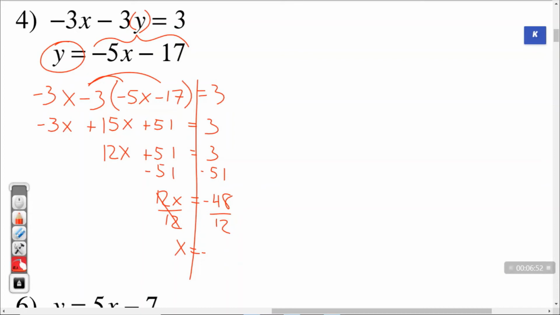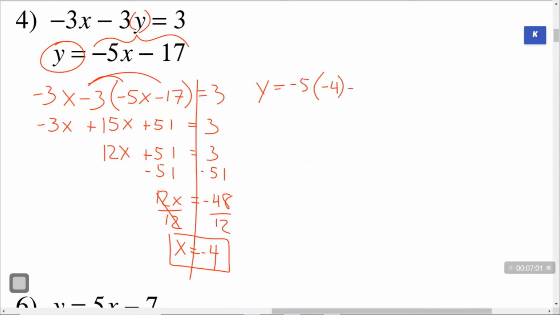And we get negative 4 in this case. All right, once I have x, I got to go back and find y. So y equals negative 5 times negative 4 minus 17. Negative 5 times negative 4 is 20. 20 minus 17 is 3.